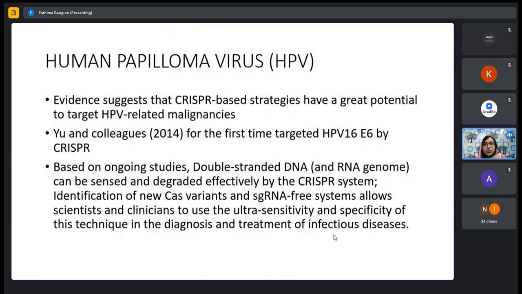Then in papilloma virus also, studies are there using HPV16 E6 by using CRISPR, 2014 studies are there. So many studies have been conducted and are going on, but the results have not come yet because we all know that CRISPR is in the growing stage only. The technology is in the growing stage now. But we can say that studies are going on for different infectious diseases, and by this technology we can reduce the infection to a greater extent.